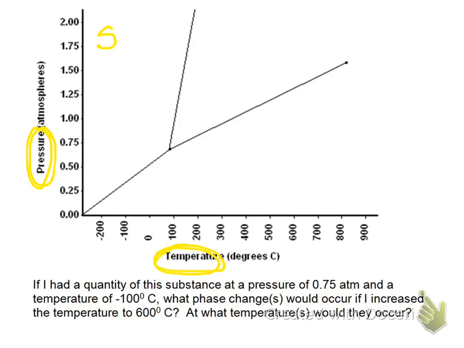This section of these graphs is always going to be the solid section. So whenever you see a graph that looks like it has the weird Y in it, that's what we call a phase change diagram. And it's going to demonstrate the three different phases. That part is always going to be the solid part. This part is always going to be the liquid part. Liquid. And this is always going to be the gas part.